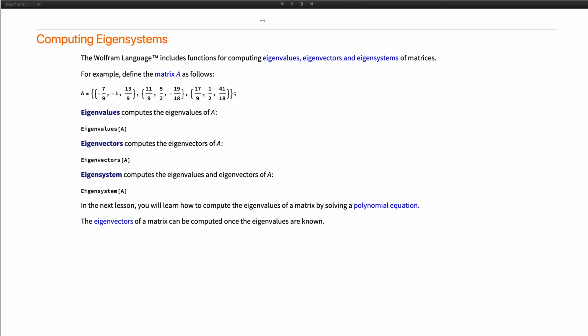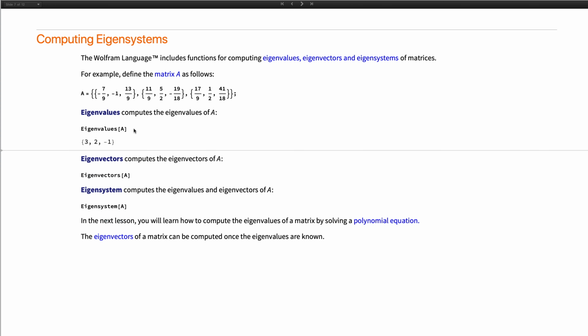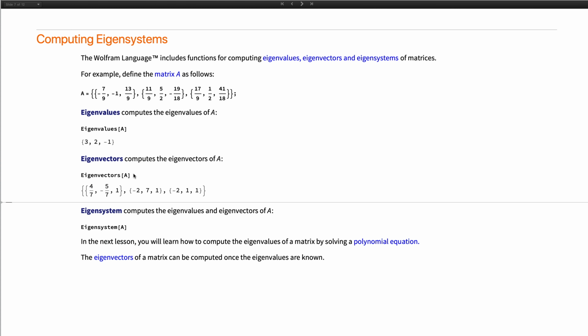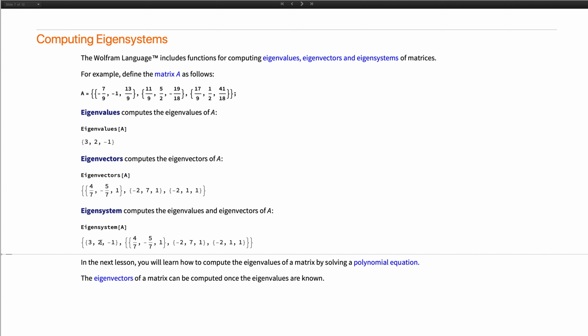Okay, so now, luckily, the Wolfram language has some very nice functions for computing eigenvalues, eigenvectors, and in fact the entire eigensystem for any matrix. So here's a matrix A. You can work out its eigenvalues with the Eigenvalues function. You can work out the eigenvectors with the Eigenvectors function. So you have 3 eigenvalues and 3 eigenvectors, and you can work out the entire eigensystem with the eigenvalues over here and the eigenvectors over there in one go.